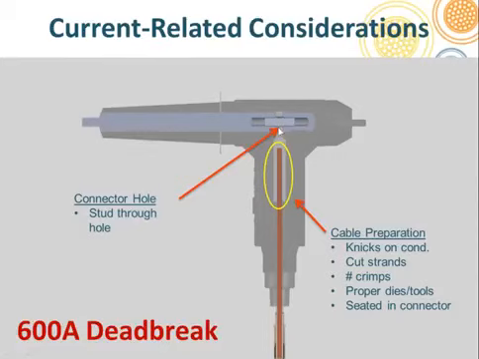He torques it, everything seems good, and everything is good for a while. It will carry current, but as soon as he starts getting any mechanical movement, again through thermal cycling, through faults, anything else, it will work its way out and eventually fail.